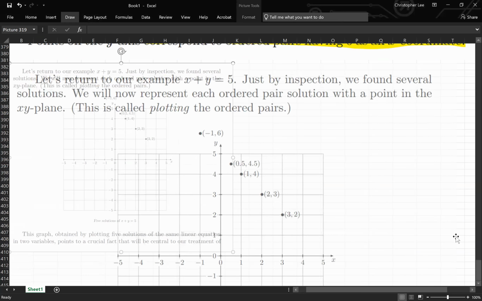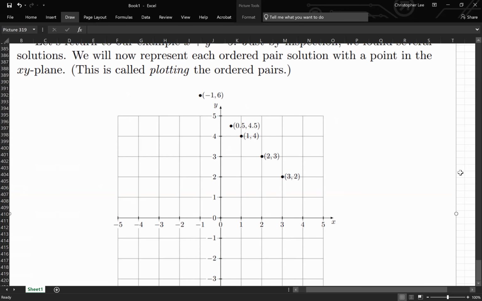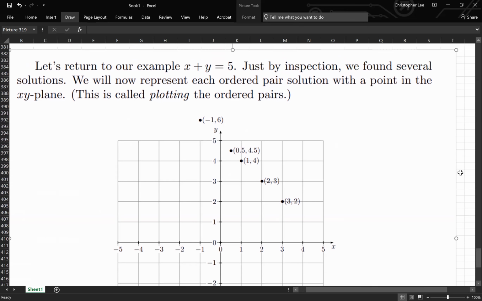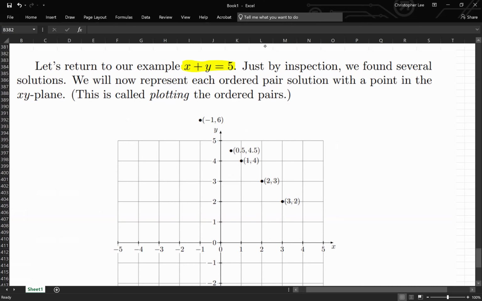All right. So let's return to our example, x plus y equals 5. Just by inspection, we found several solutions. We will now represent each ordered pair solution with a point in the xy plane. This is called plotting the ordered pairs, right? So I have this equation up here, x plus y equals 5. We have that equation there. I'm looking at different solutions for it. So negative 1, 6 is a solution. 0.5, 4.5 is a solution, etc.